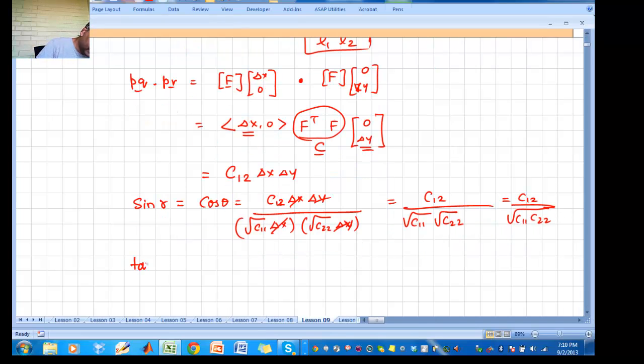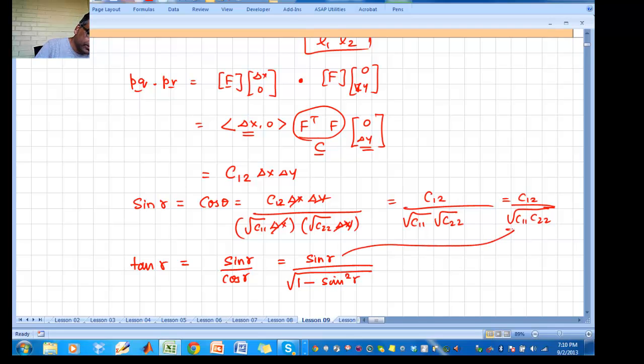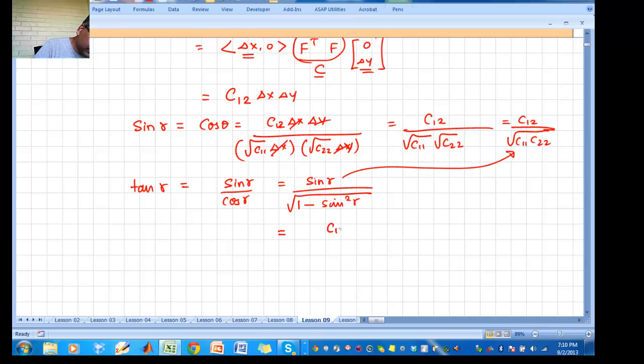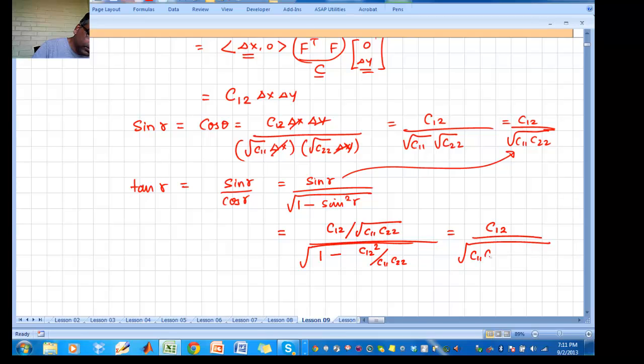Now you can compute tan gamma equals sine gamma over cos gamma, which is sine gamma over square root of 1 minus sine squared gamma, and sine gamma is this. So you can substitute it there and do some very painful simplifications, and you will get a kind of messy thing which turns out to be C12 over square root of C11 C22 divided by 1 minus C12 squared over C11 C22, which is C12 divided by square root of C11 C22 minus C12 squared. That's the shear strain.